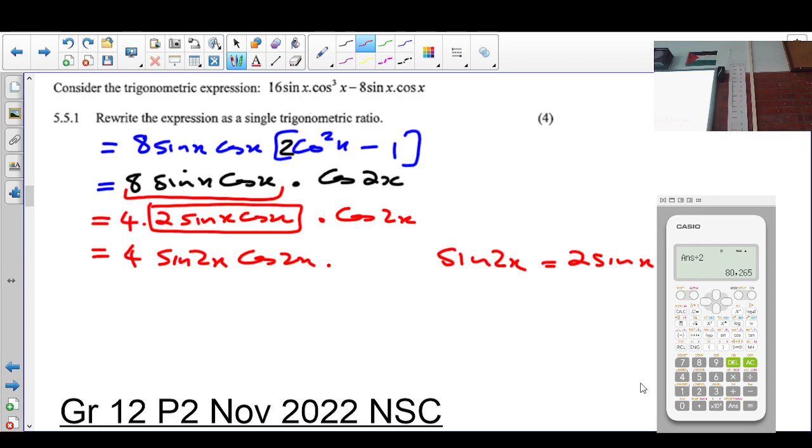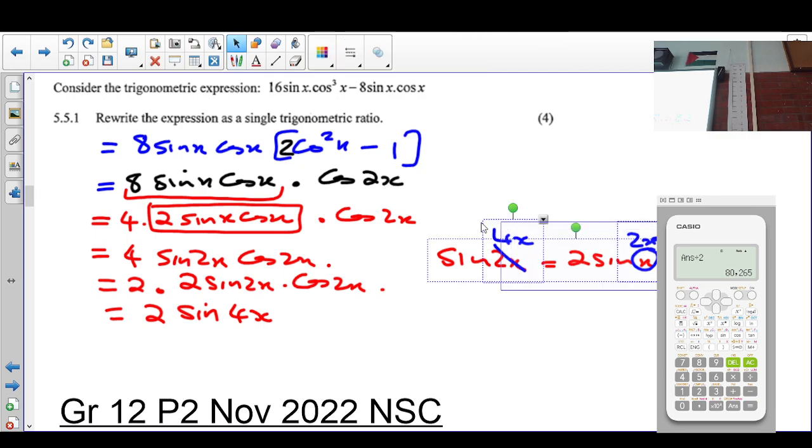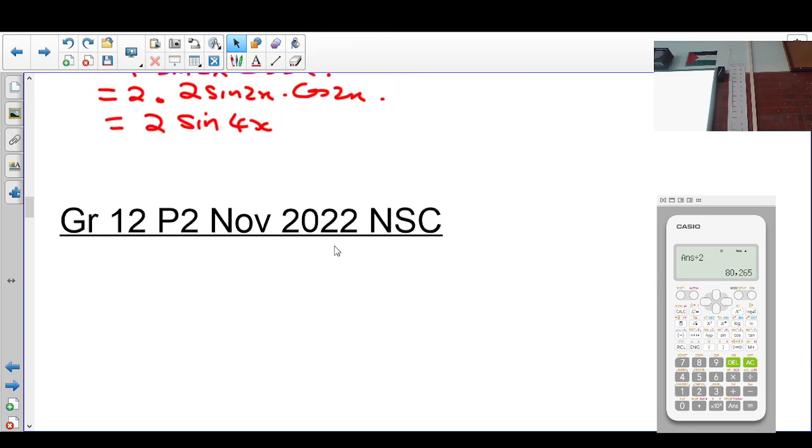So hang on. This now can be written as 2 times 2 sine 2x times cos 2x. So in x's place I've got the 2x now, which means this is going to be 2 times 2x, which is 4x. So that's simply going to give us 2 sine 4x. Another good question there. I like it.